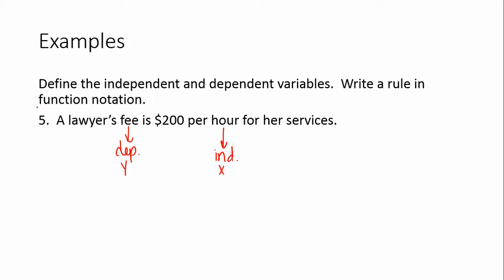So we're going to write it in function notation. So instead of saying y equals, we say f of x equals. How would we determine the fee? Well, you're going to take $200 and you're going to multiply it times the number of hours she works, which is indicated by the letter or the variable x. So here's our rule in function notation. F of x equals 200x. So we input our independent variable, the x. Say she works 6 hours. We multiply 6 times 200, and we'll get the dependent variable, which is the fee of $1,200.